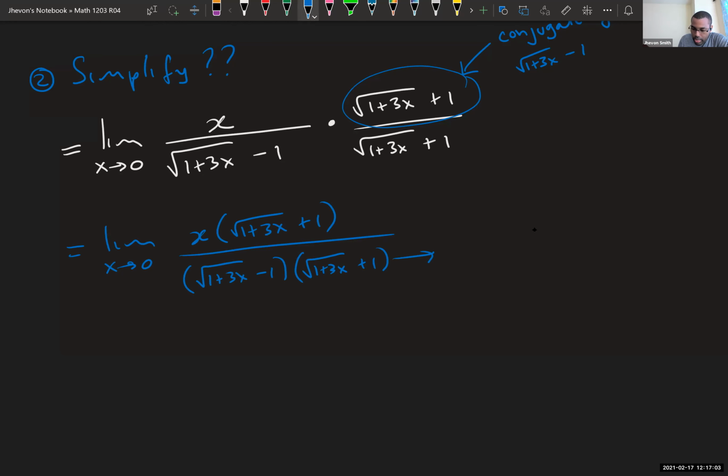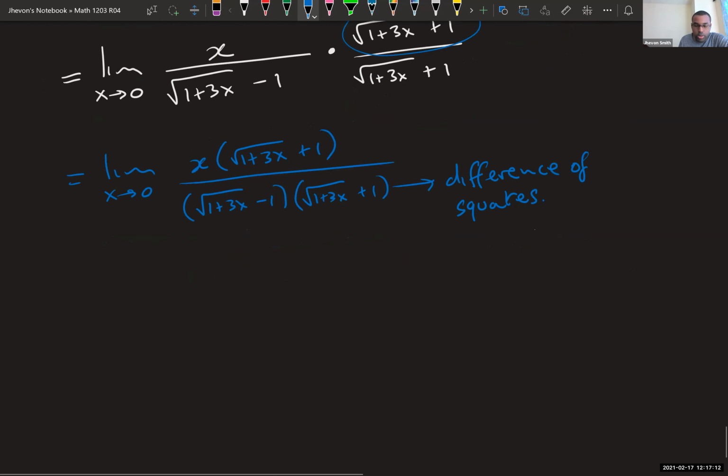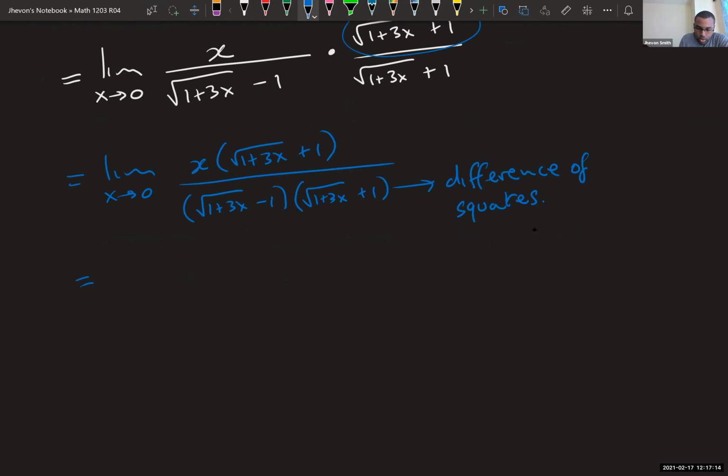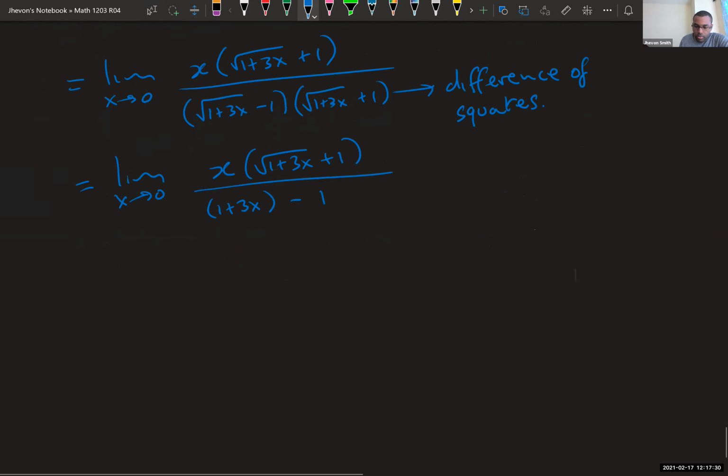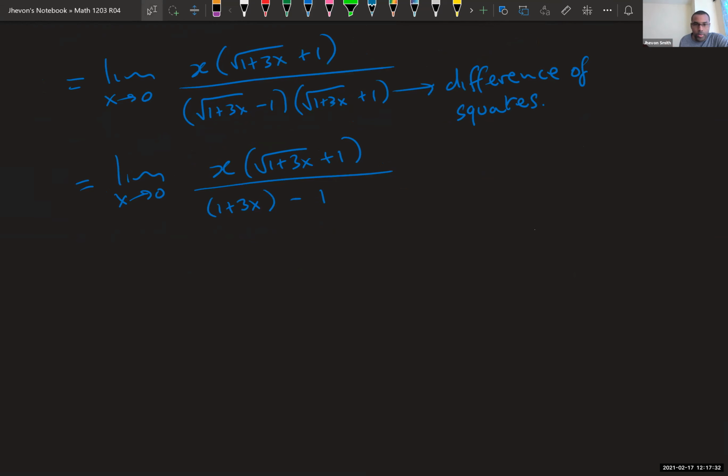At this point, you notice that this is a difference of squares, which is the whole point of the conjugation idea: to get a difference of squares or difference of cubes or whatever. That's going to be the limit as x approaches 0 of x times, remember I'm multiplying the top by the conjugate also because I don't want to change the value, but that's going to be 1 plus 3x minus 1. You just square each individual term and keep the sign in the middle.